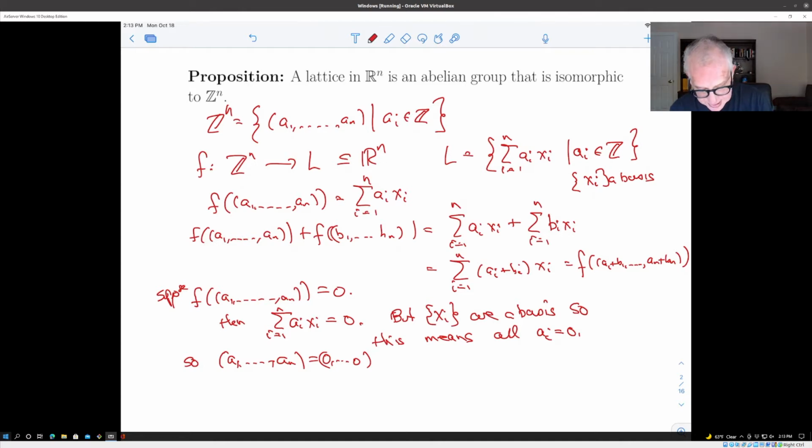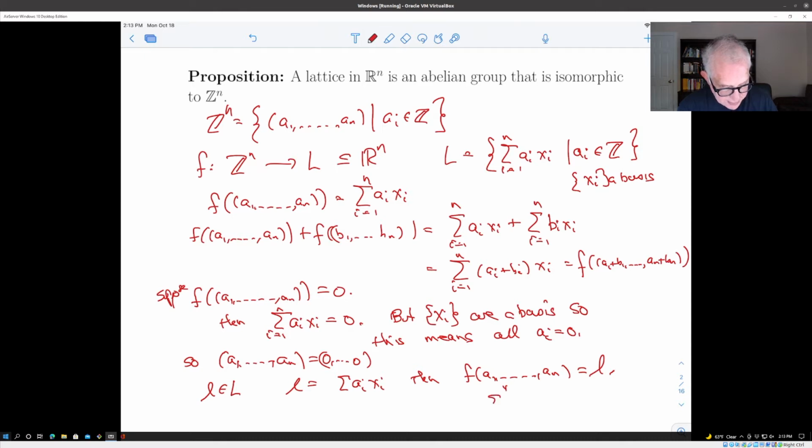And to show that it's surjective, if you have an l in L, and you write it as the sum of ai xi, which you can by definition, then f(a1, ..., an) is l, because this is the sum of ai xi by definition. So a lattice, if you were going to draw it, depends on the basis vectors. But as a group, it's just the group of vectors of integers of length n. And all lattices are the same group, even if geometrically they may look different.